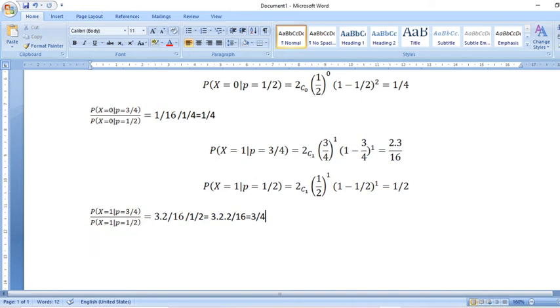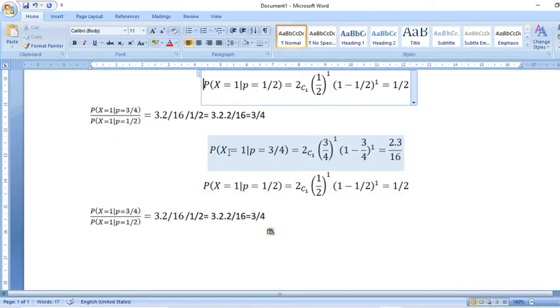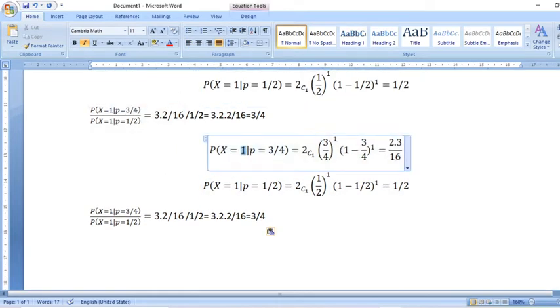Next set of values. We can compute for x equal to 2. So what is the value of this? It is 1, 3 by 4. That means 9 by 16.